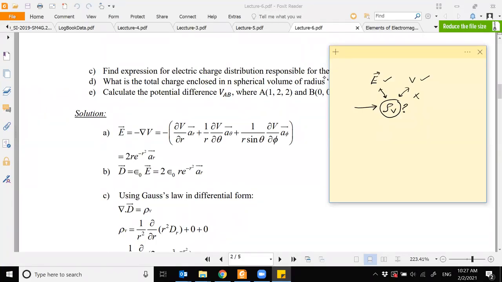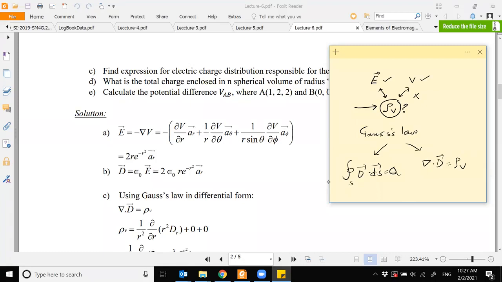Gauss's law? Yes, the relationship is Gauss's law. Now we have identified this, and we have two ways: use Gauss's law in integral form, or use Gauss's law in differential form.